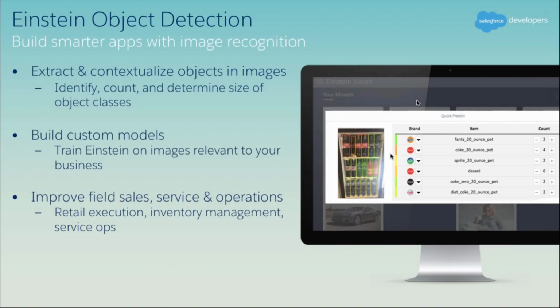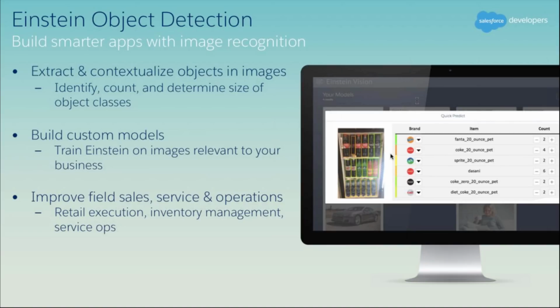With that, we also came up the need to launch Einstein Object Detection. Einstein Object Detection is more advanced computer vision functionality that allows you to not only categorize an image, it is able to locate exactly where objects are in an image. And so with that, you're able to do counts and determine the size of objects in an image.